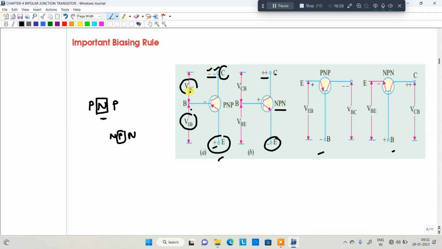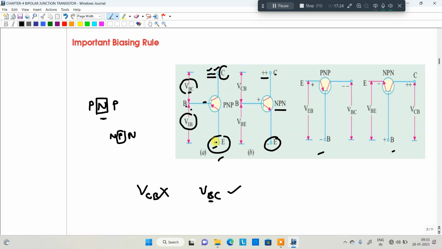That's why the less negative terminal should be written first. Once again I will repeat, while you are writing the voltage between B and C, don't write it as VCB. That is wrong. We can write it as VBC. Why? Because here the negative terminal is one terminal, while here two terminals are negative. Less positive is B. That's why the B terminal should be written first.